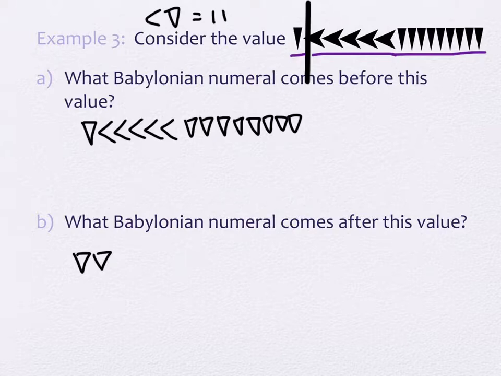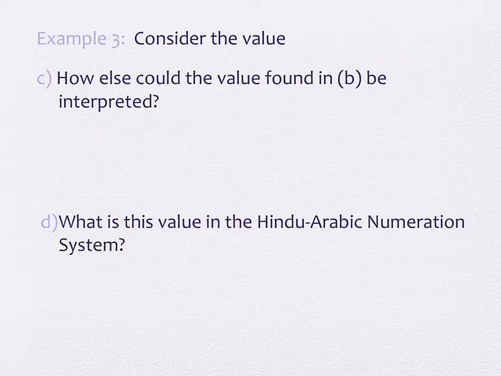That's a problem. And that's exactly what C is asking: how else could the value that we just found in part B be interpreted? It could be interpreted as the number 2, because they don't have any way to hold a place value. Now we have a place value holder. What do we call it? Not a decimal. 0. If we don't have any ones, we put a 0 in the ones place, right? They don't have a 0. That's a problem, obviously.